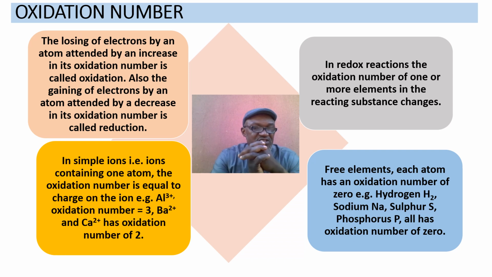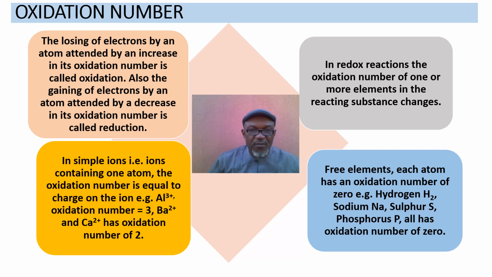That means the oxidation number of zinc, Zn, is 0, but the oxidation number of Zn 2 plus is plus 2. So there is an increase in oxidation number from 0 to plus 2. And that's why we say the zinc is oxidized.